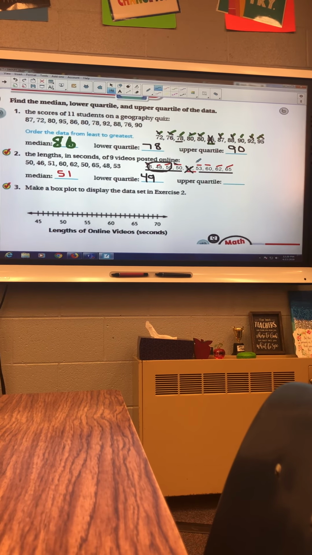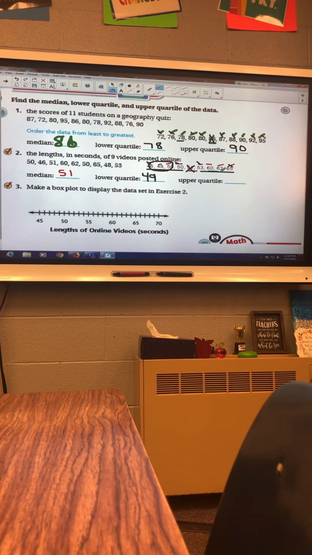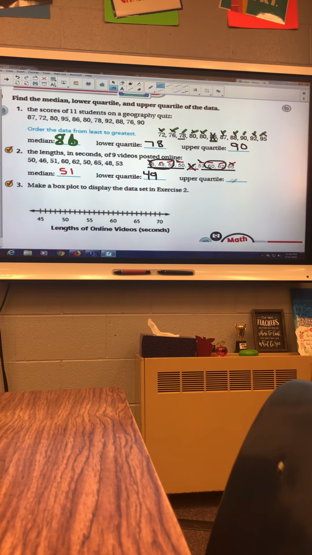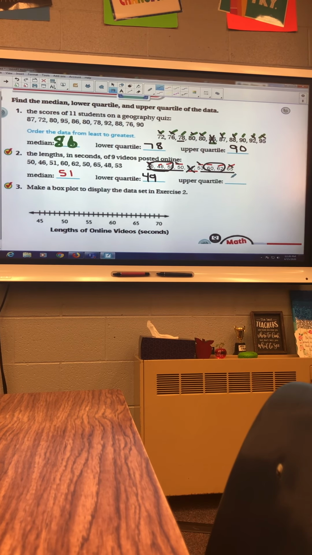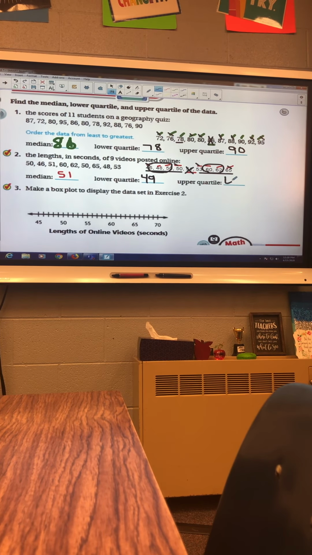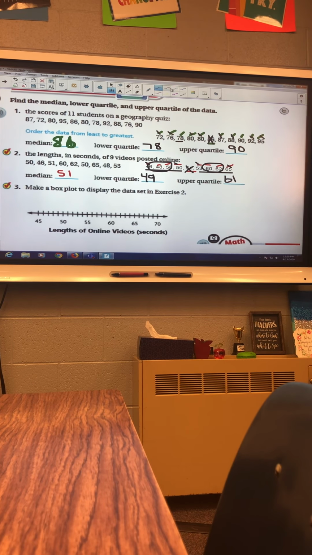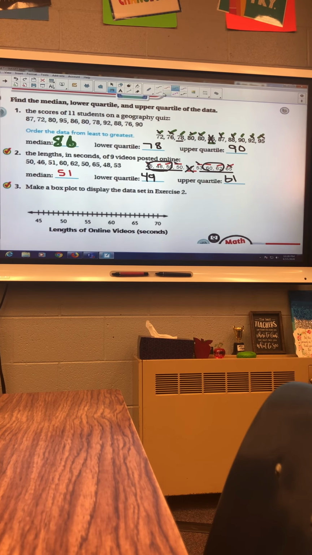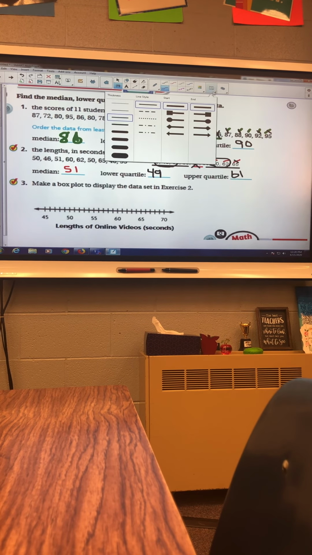Then over here, we go left, right. I have 2 in the middle, 62 and 60. When you add those up, you get 122, and then when you divide by 2, you get 61. So your upper quartile is 61. Now they want us to make a dot plot.